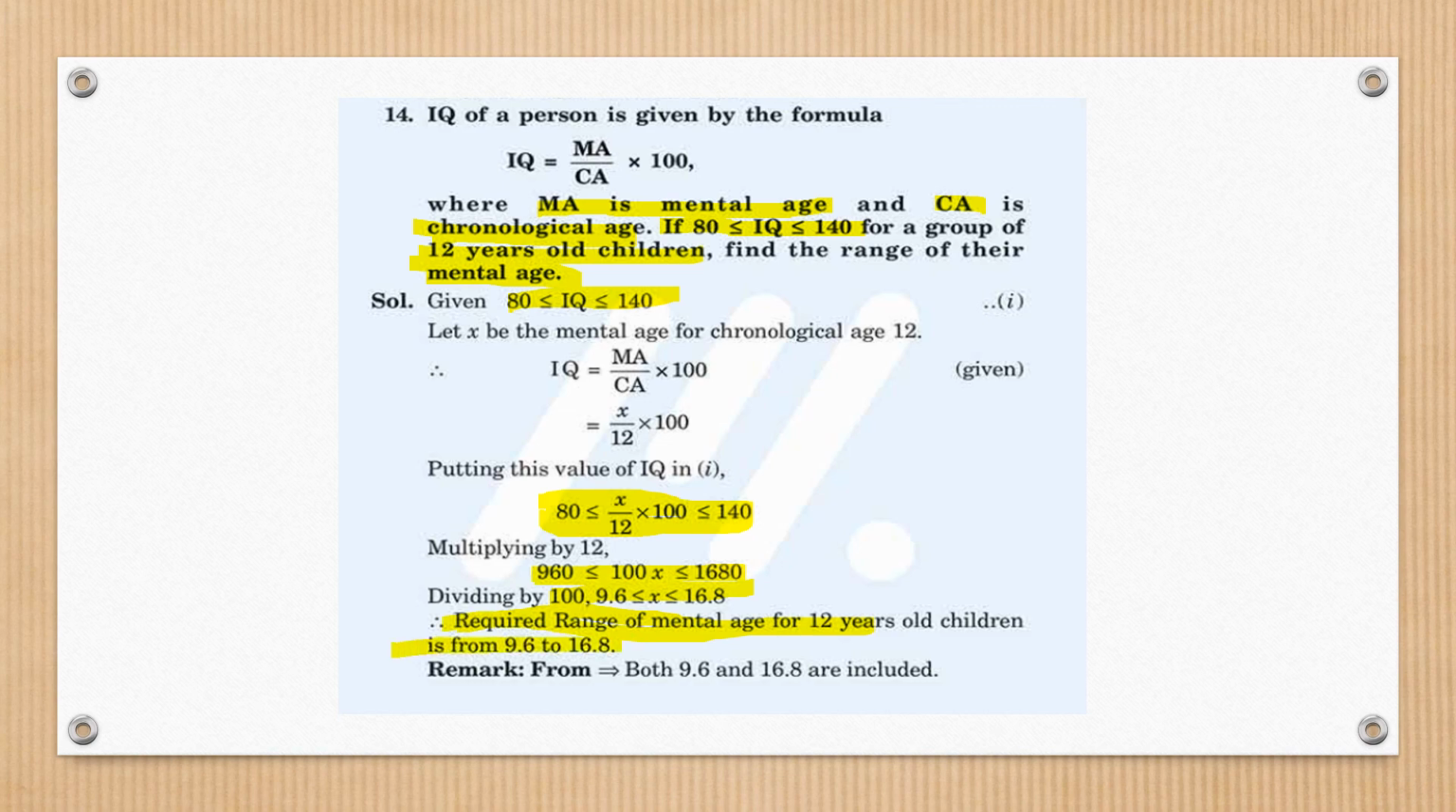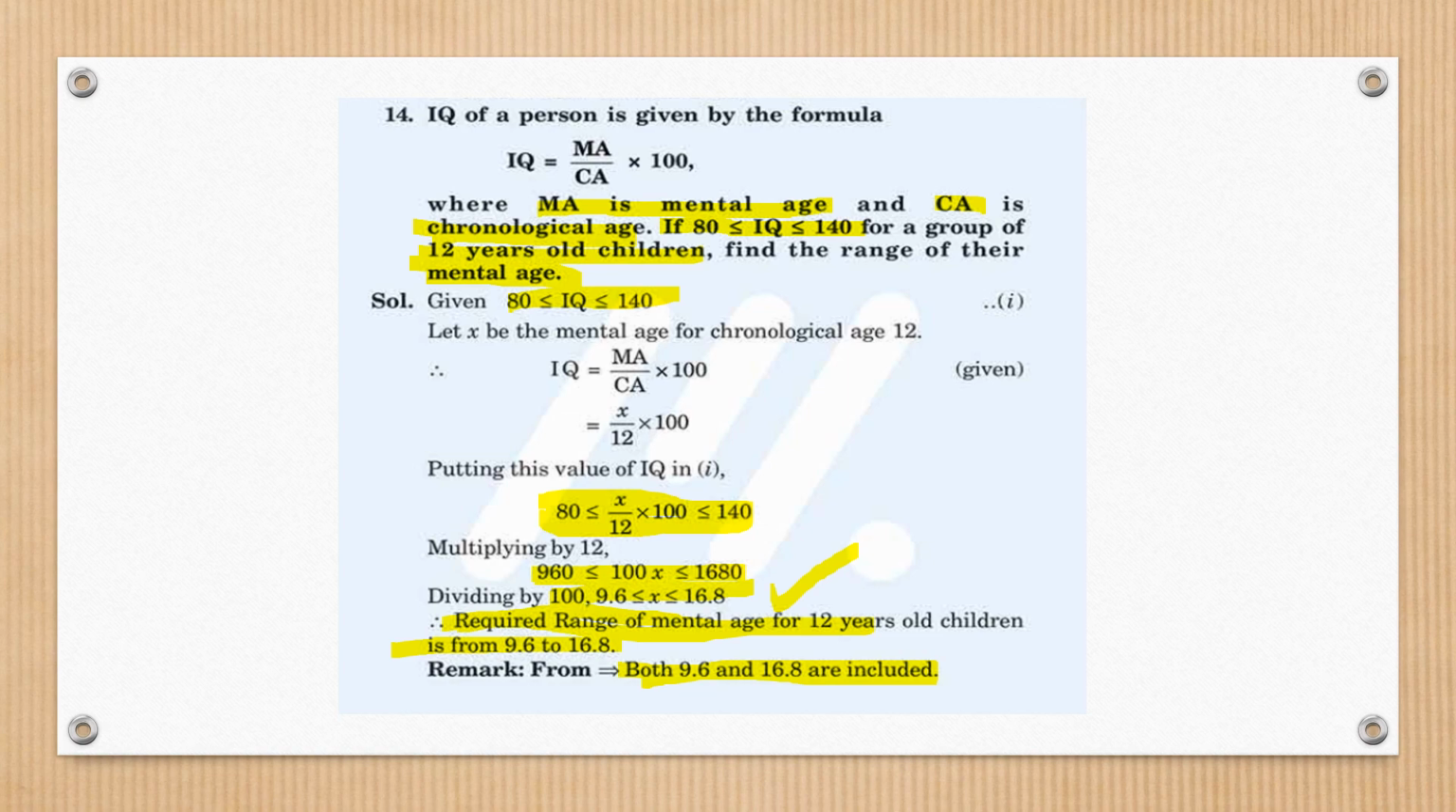And both this 9.6 and 16.8 are included, as you see, the inequality involves the sign of equality also. It is not a strict inequality. So both 9.6 and 16.8 are there.